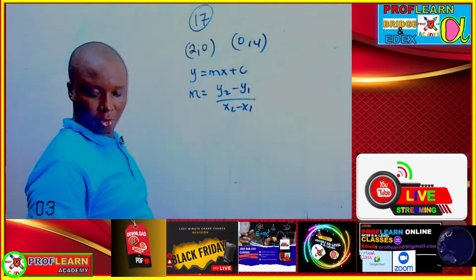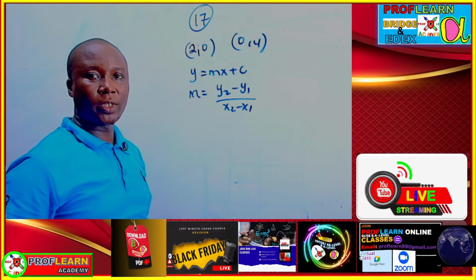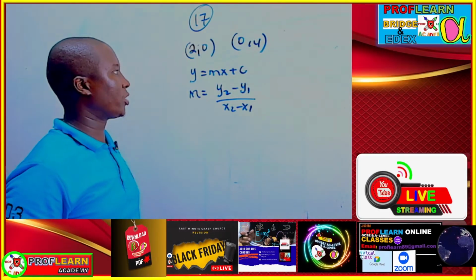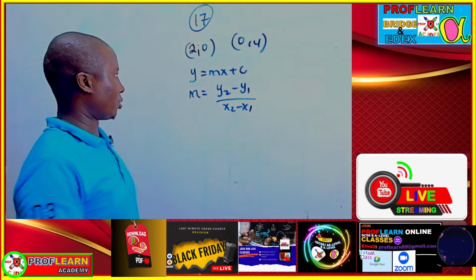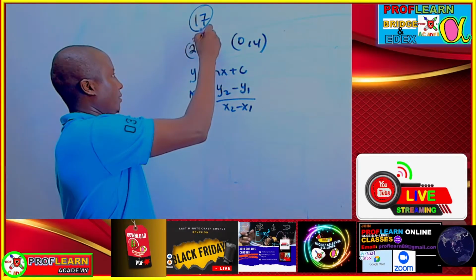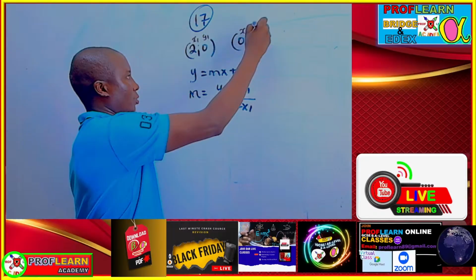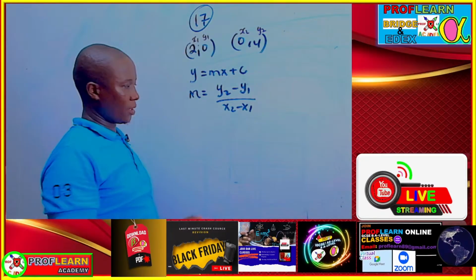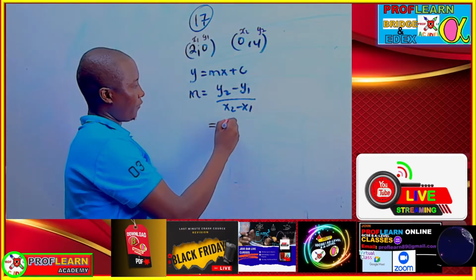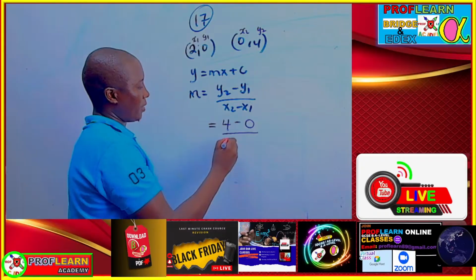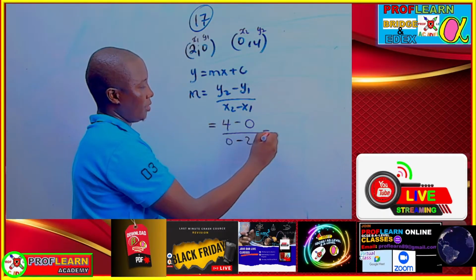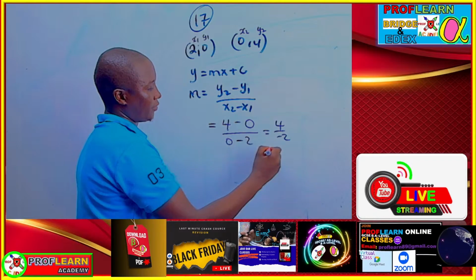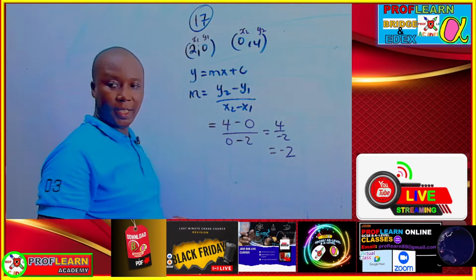So we go to the given coordinates so that we can decide which one is going to be our x1 and which one is going to be our x2. We can say this is x1, y1, and this is x2, y2. So we say 4 minus 0 divided by 0 minus 2, which is 4 over negative 2. So the answer is negative 2.